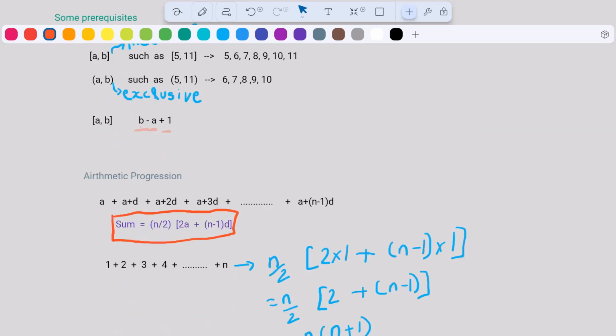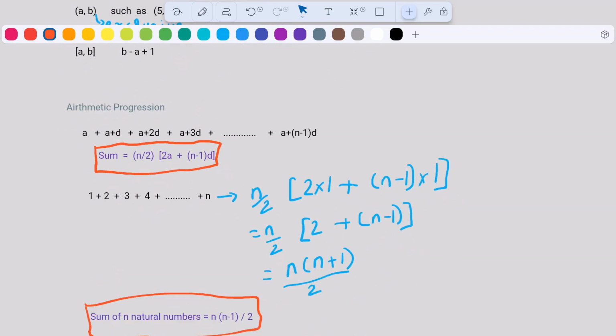Now let's see the basics of arithmetic progression, which starts from a, and with every number in the series it adds d, the common difference. Then it goes a plus 2d, a plus 3d, and so on up to a plus (n minus 1) into d. To get the sum of this arithmetic progression, we use n by 2 multiplied by (2 into a plus (n minus 1) into d).